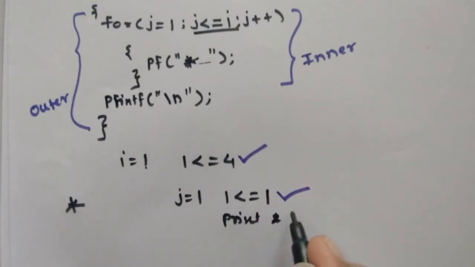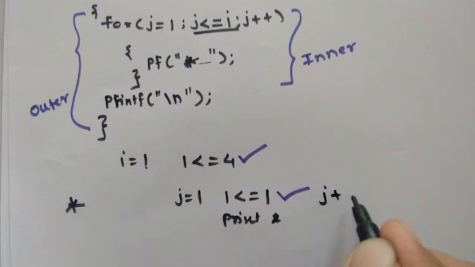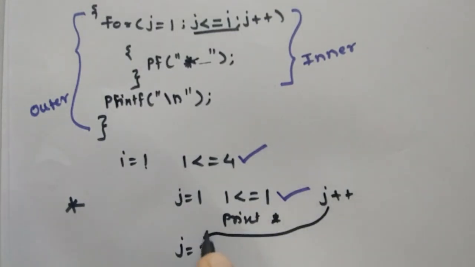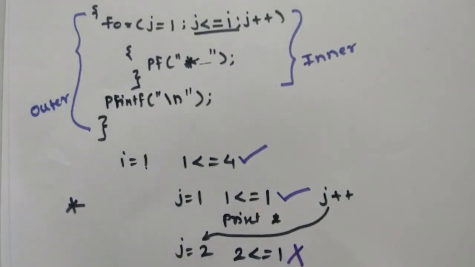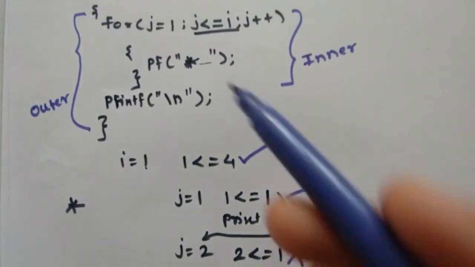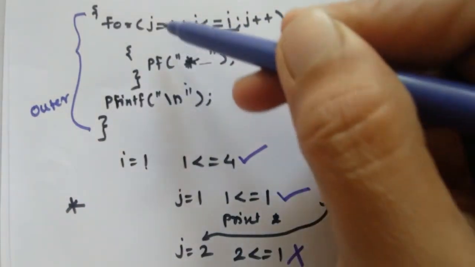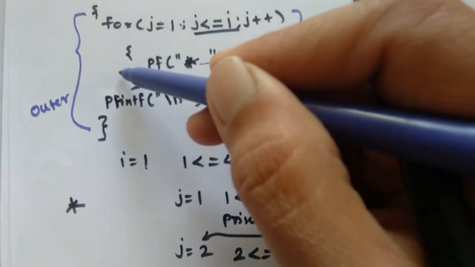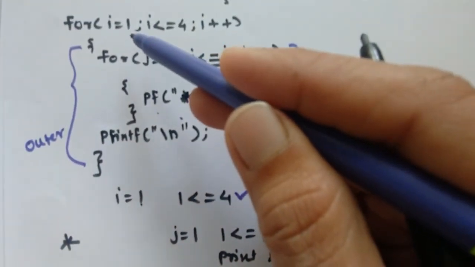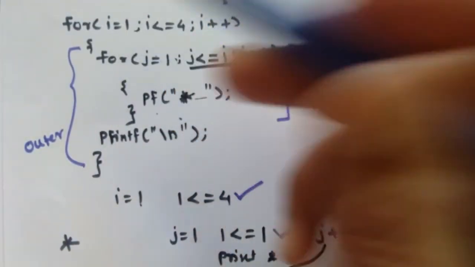Then again j plus plus. So j equals to 2. Then 2 less than equals to 1? No, it is false. So jump out from this inner loop, and go to I equals to 2.